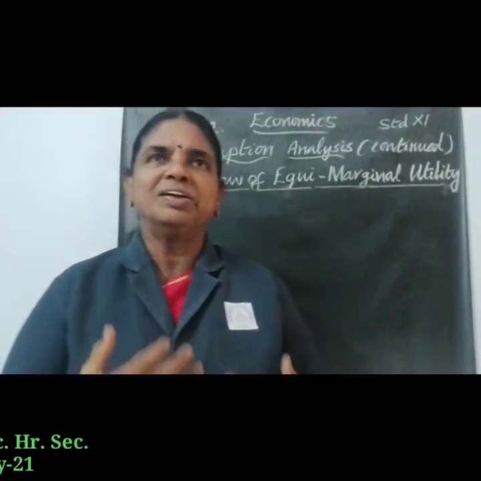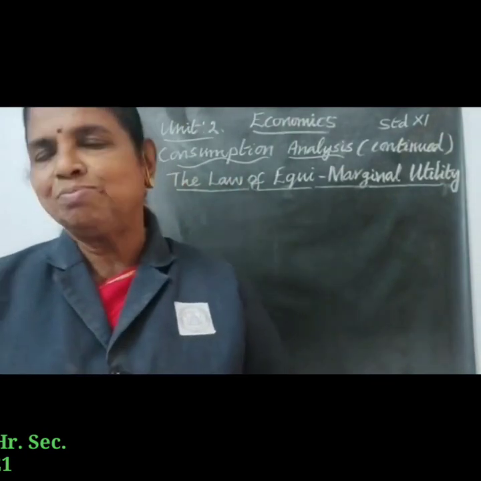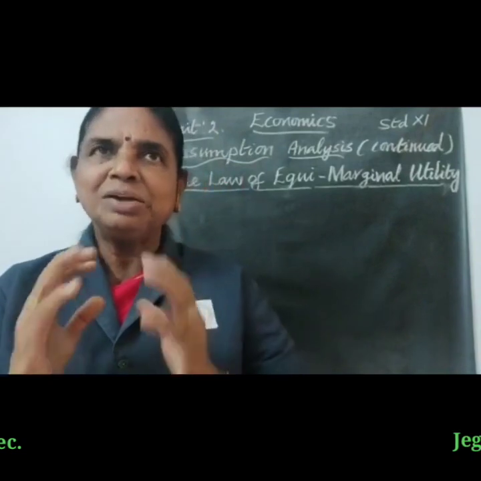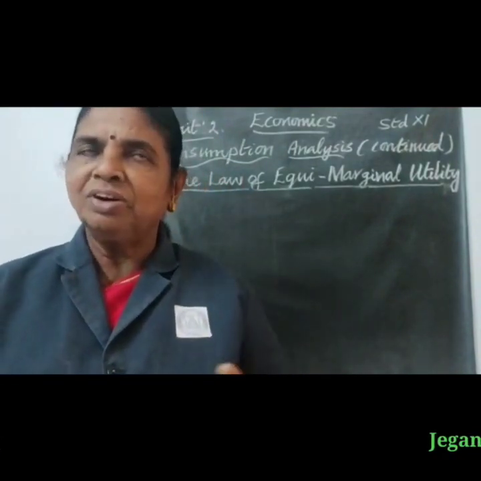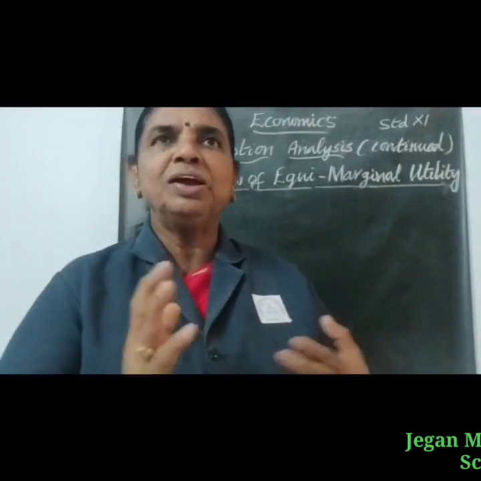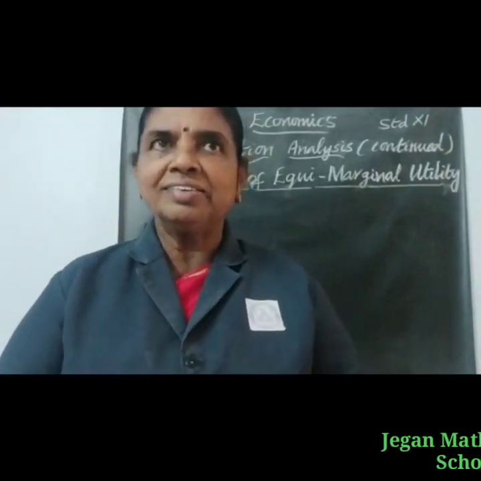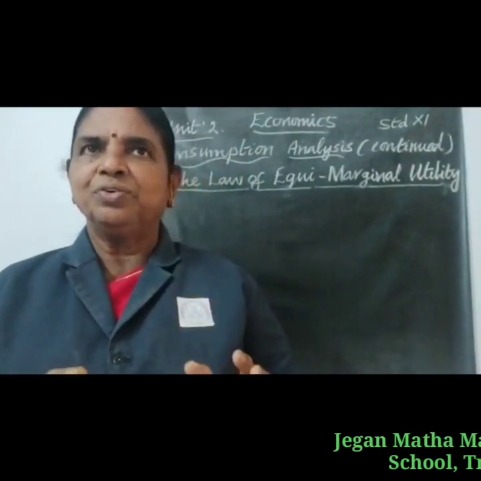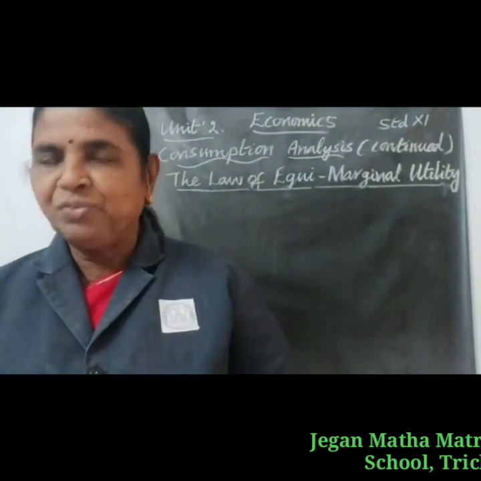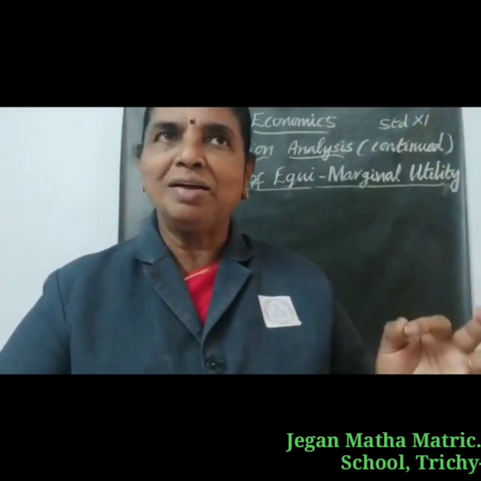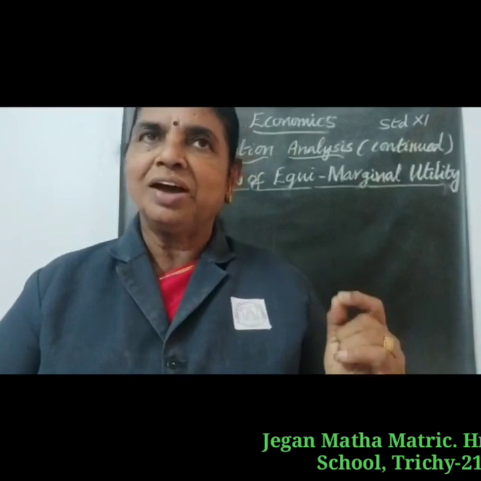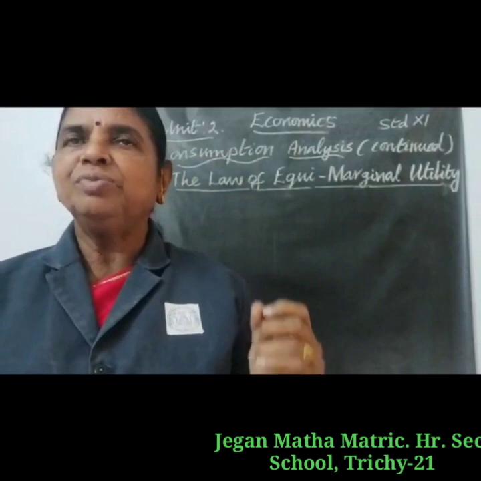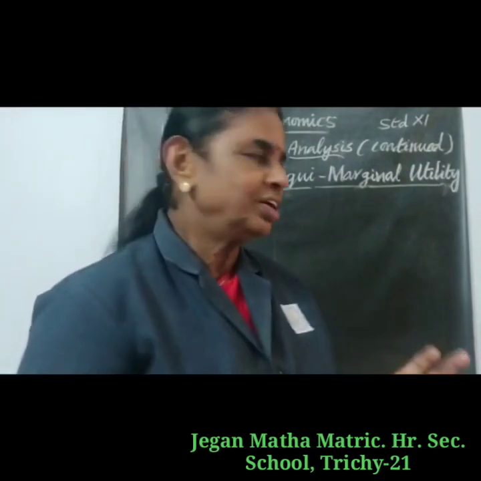Now this law can be explained with the help of an example. Suppose a consumer wants to spend his limited income on apple and orange. He is said to be in equilibrium only when he gets maximum satisfaction with his limited income. Therefore, he will be in equilibrium when marginal utility of apple divided by price of apple is equal to marginal utility of orange divided by price of orange, equal to K.